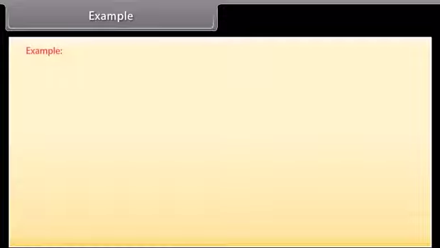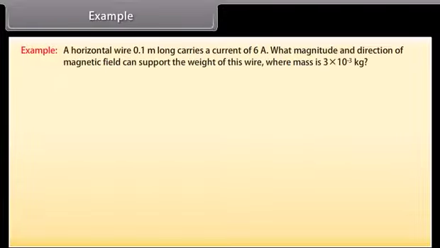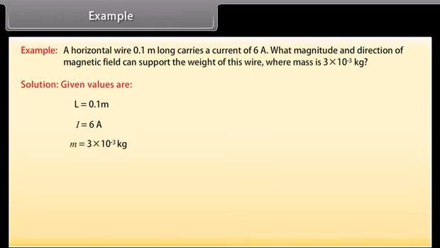Example. Let's take an example of magnetic force on a current-carrying conductor. A horizontal wire 0.1 meters long carries a current of 6 amperes. What magnitude and direction of magnetic field can support the weight of this wire, where mass is 3 × 10^-3 kilogram? Let's see the solution. Here, the given values are L = 0.1 meters, I = 6 amperes, m = 3 × 10^-3 kilogram.